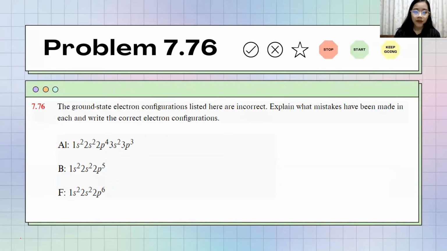Next, problem 7.76. The ground state electron configurations listed here are incorrect. Explain what mistakes have been made in each and write the correct electron configurations. We all know that electron configuration of any atom is the representation of the arrangement of electrons distributed among the orbital shells and subshells. So there are 4 types of subshells.